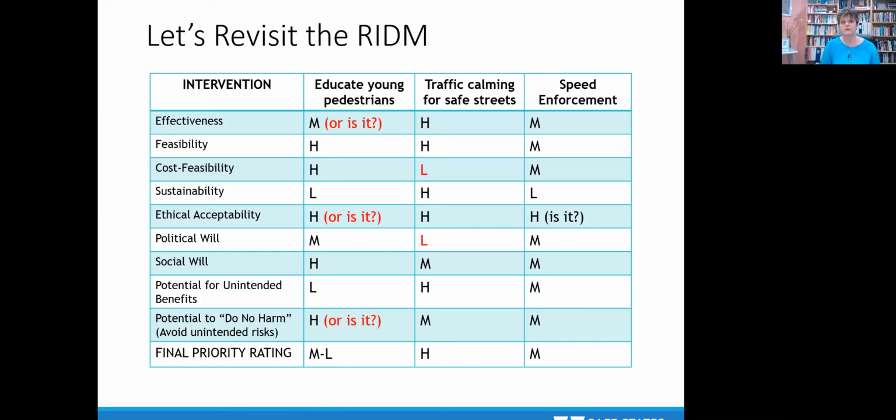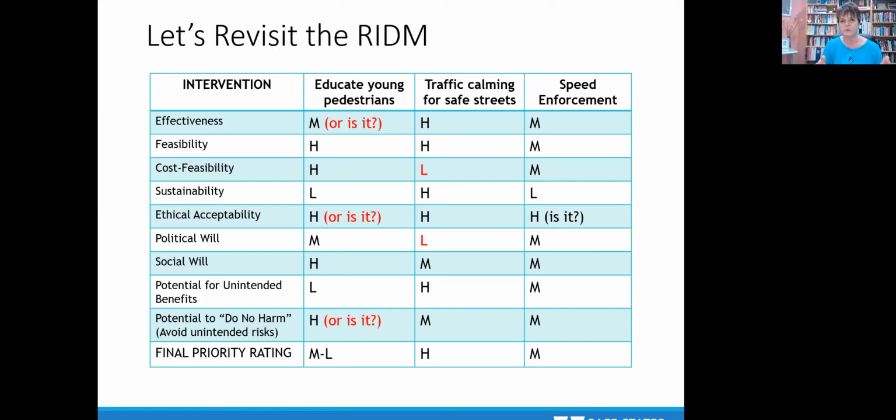Speed enforcement, here's another one. So medium, medium, medium. Sustainability is low because our colleagues in law enforcement just can't spend every day of every week and every month enforcing traffic speeding restrictions. We may think it's highly ethically acceptable, but then we have to ask ourselves, is it? What do we know about the enforcement policies in our community? Are enforcement policies equitable? Or do we have a history of implicit bias that means that certain people are going to be targeted for enforcement more often than others? Important questions to ask ourselves.